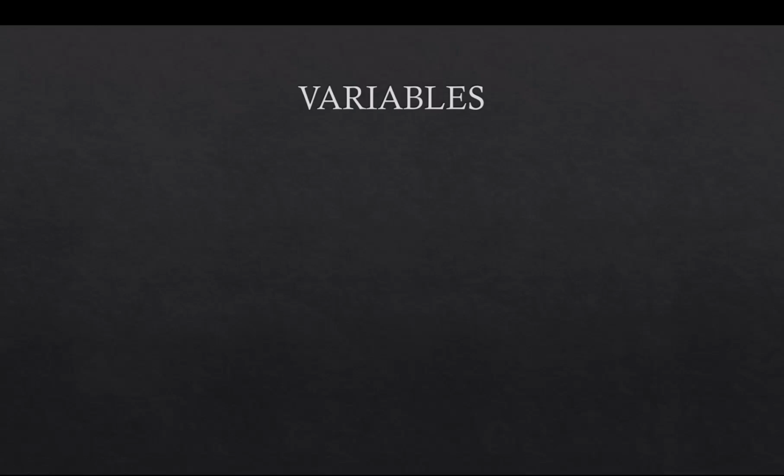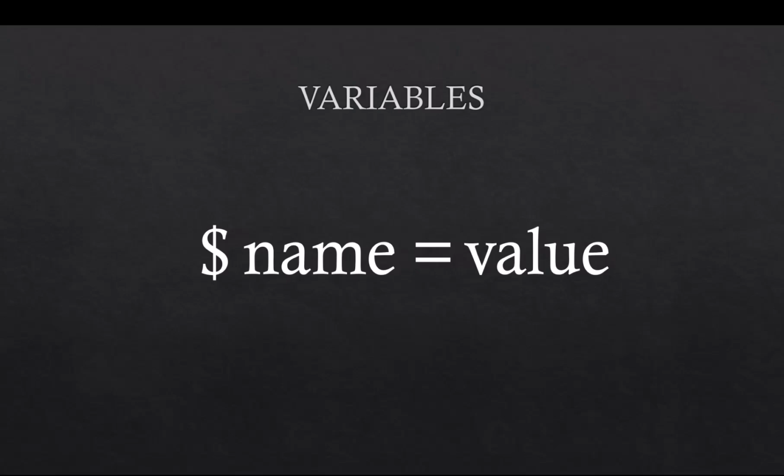Now, let's talk about variables in PHP. What are variables and what are they used for? To store your data, we need to create a variable. To create a variable, we have to start the variable name with a $ sign, and after that the variable name. Now, to store a value in this variable, we have to give it an equal sign and the value of the variable.